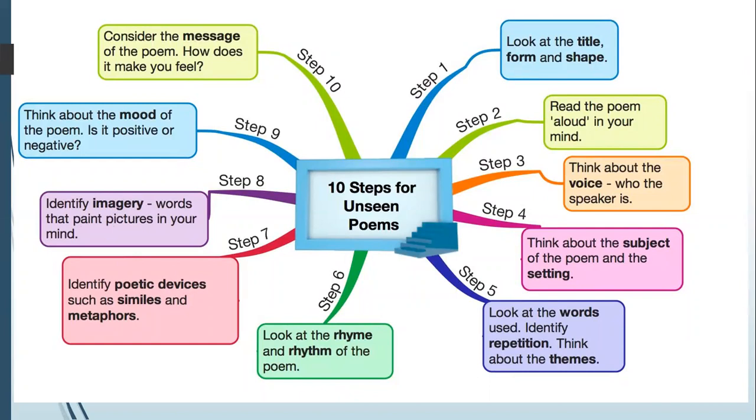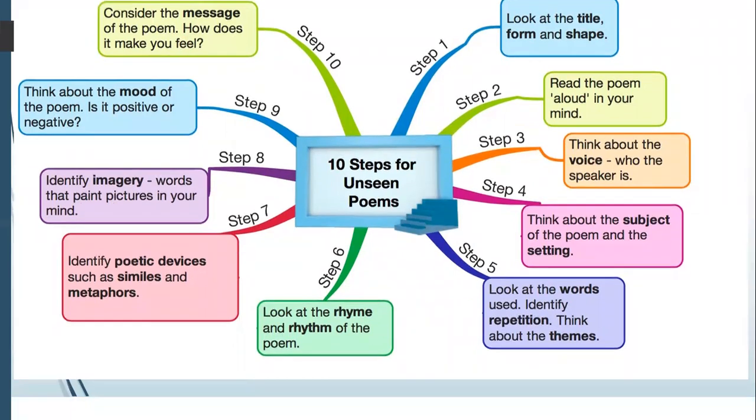The first step is we need to look at the title, the form and shape, and then we need to read it aloud, and then we need to identify the voice, who is the speaker, and then subject, setting, and word repetition, and rhyme and rhythm, poetic devices, imagery, mood, and what is the message conveyed by this poem. So let us start.